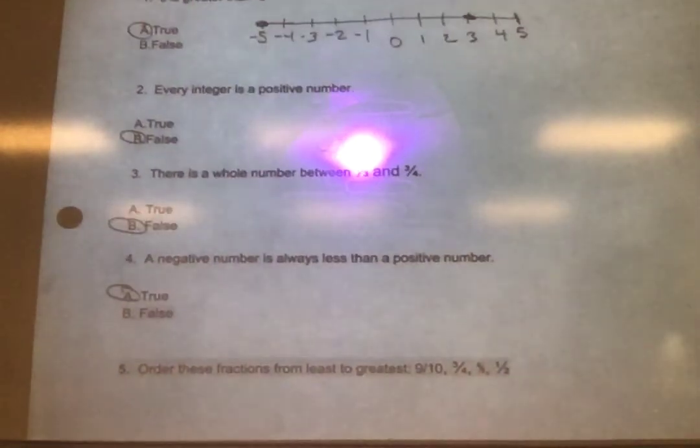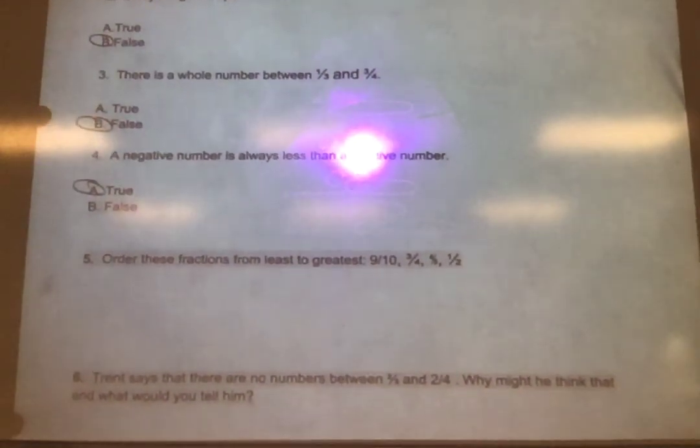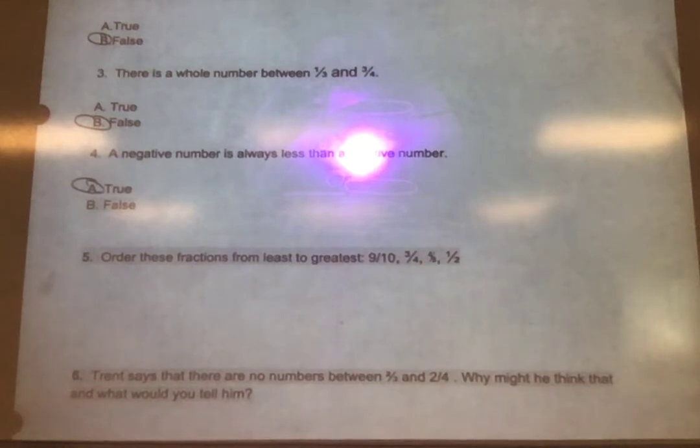Moving on here, number 5, order these fractions from least to greatest. With fractions, there are many ways we could do this. Some people use the number line to help. You could use common denominators. Some people can turn them into decimals. You could think of them as percents if you're ready for that. I'm just going to talk about the common denominator method here.